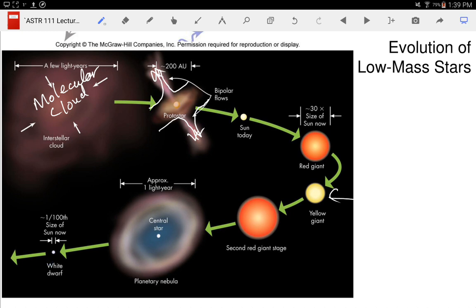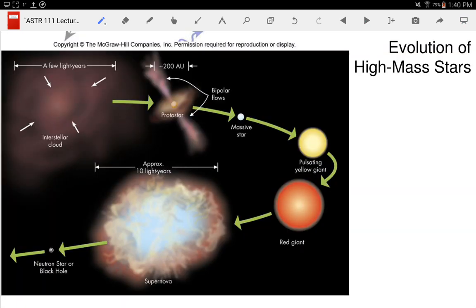And then you end up with a white dwarf that's 1/100th the size of the sun. A tiny little core of what's left. Now that's a low-mass star. Let's look at the same picture for a high-mass star. High-mass star, interstellar cloud looks the same. The fact is, a single interstellar cloud will make many, many stars all at once. So, of course, it looks the same because the same cloud could be making a small mass star and a big mass star all at the same time.